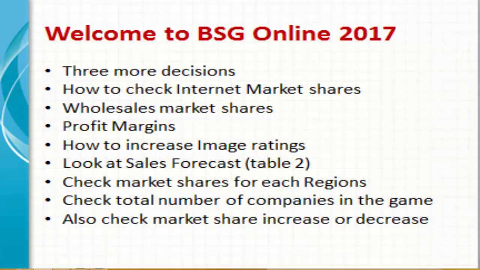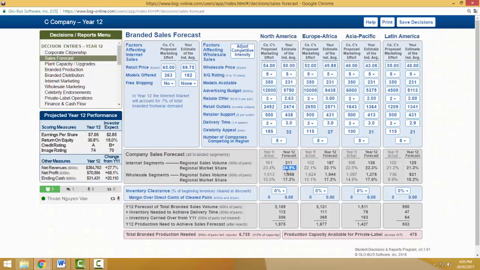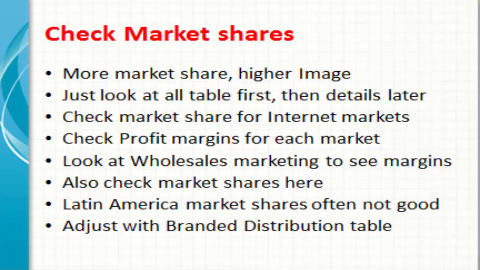And also we look at the regional wholesale market share. For the wholesale segment we have a 17% increase compared with the previous year, and also 17% here in Latin America. Not so good because we just have 10%. We should have over 15% market share to get the high image, but we can do that after the next few years when we upgrade and expand the factory, so we have more capacity and can sell more and increase the market share. With this table we can find out our market share. That is very important because it affects directly the image rating of the company. More market share, higher image.